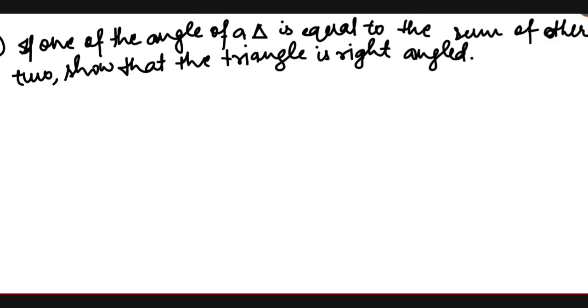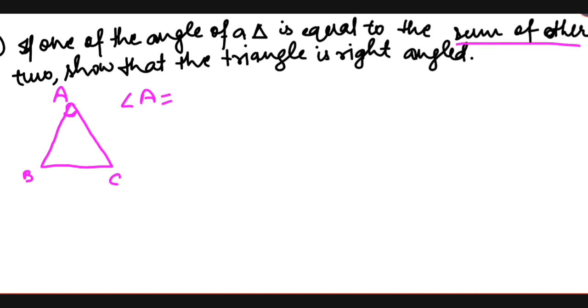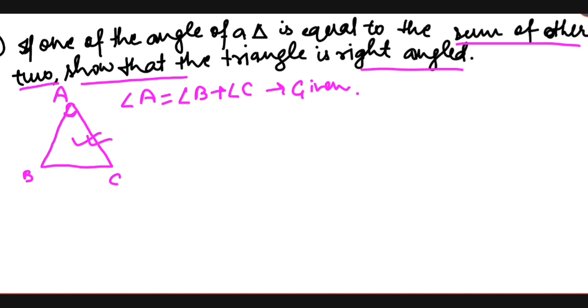Now here students, we have the third question on the screen. It is saying that if one of the angles of a triangle, let us make the triangle first. Let us consider that this is angle A, this is angle B, this is angle C. Now let us consider that angle A is equal to the sum of the other two angles, that is angle B plus angle C. It is already given in the question. Now we have to show that this triangle is a right angled triangle.